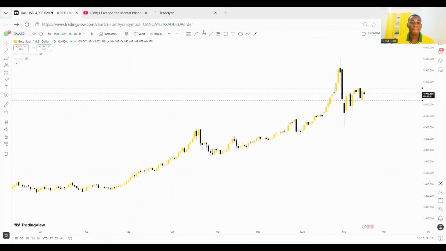Why do I say that? Because we have a low right here. We have a high out here. We have a higher low up here. And once price builds a higher low, what is it looking to build? It's looking to build a higher high, right? It's definitely trying to build a higher high.